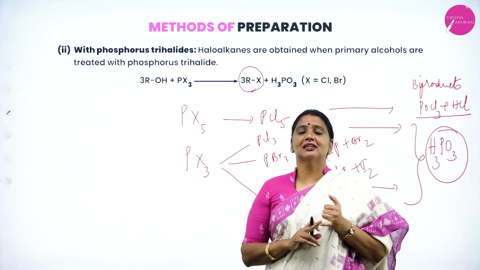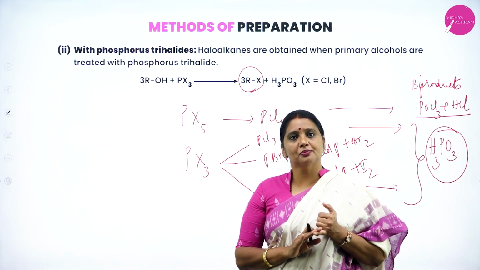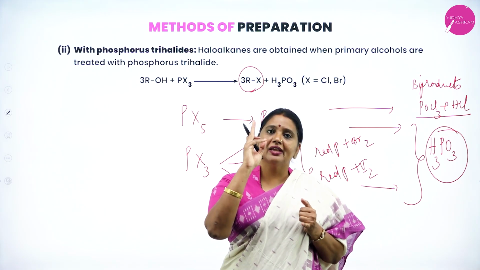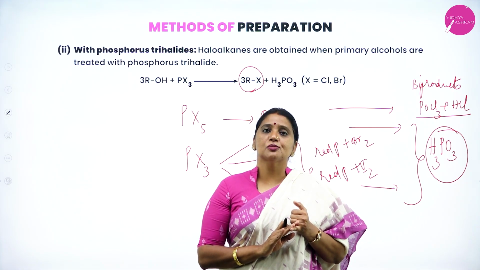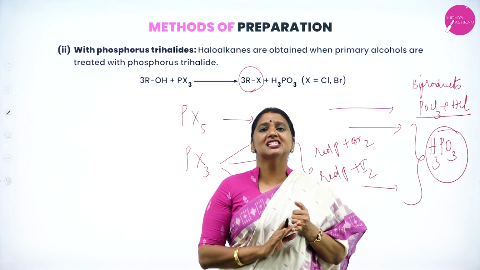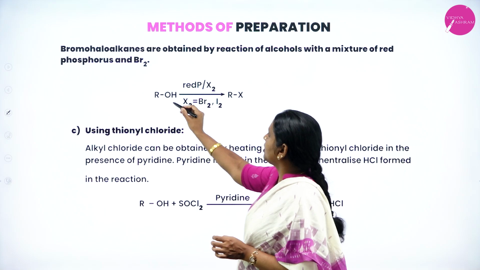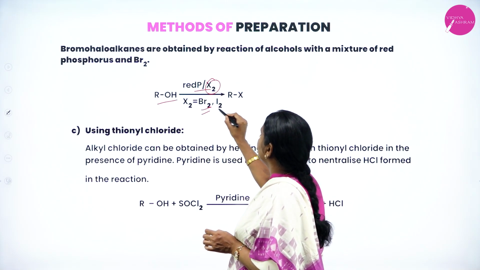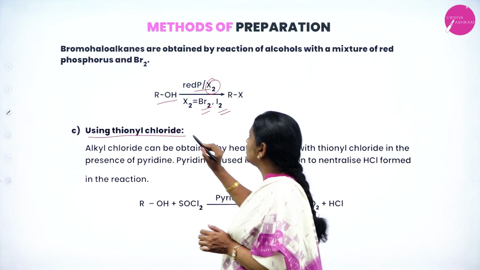In phosphorus pentahalide, we have only one pentahalide, that is PCl5, phosphorus pentachloride. But in case of phosphorus trihalide, we have three trihalides: phosphorus trichloride, phosphorus tribromide and phosphorus triiodide. This is for bromoalkane, ROH with red phosphorus, where X2 is bromine as well as what? Iodine. Okay. Next, using thionyl chloride.